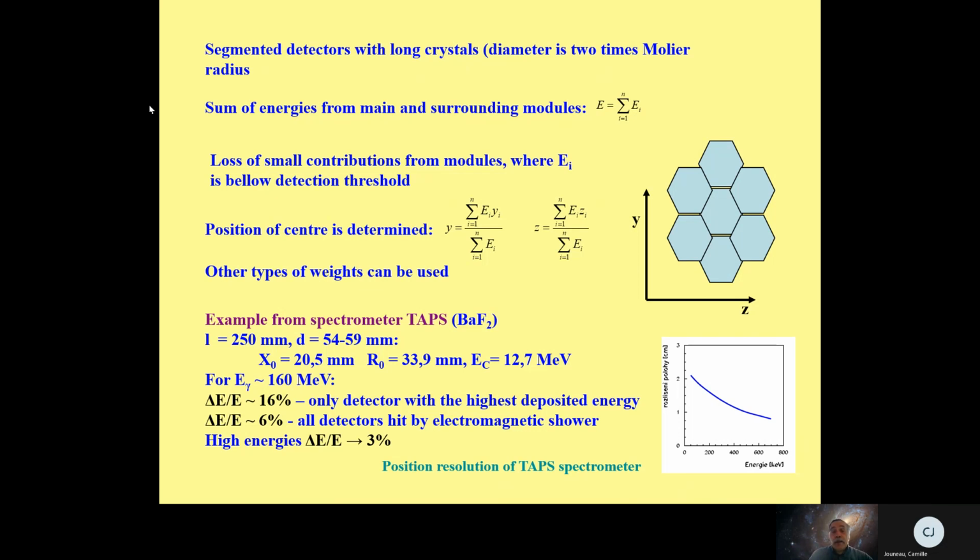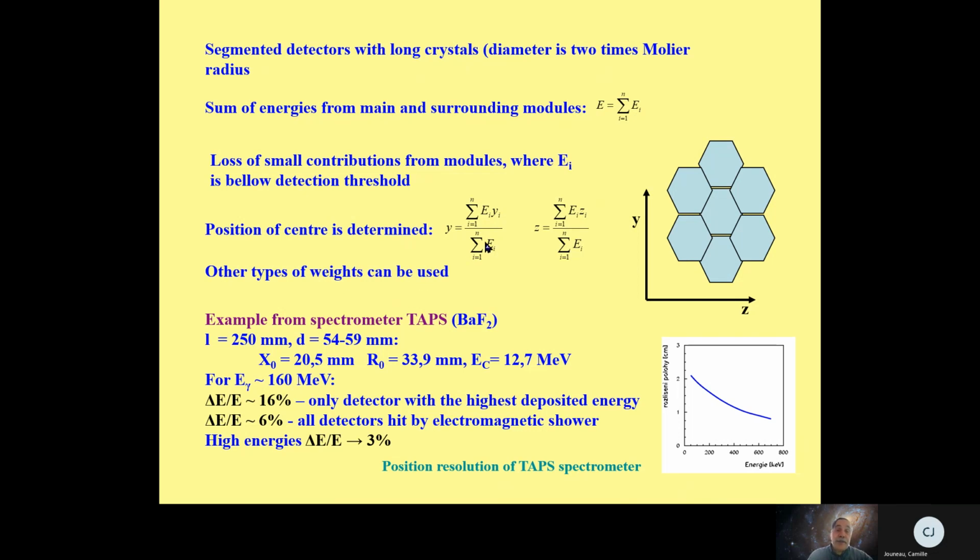Here is the position of the center. We also need to know the direction from which the gamma was coming. In this case, it is possible to use the position of the center and determine it as a weighted value of the coordinates.